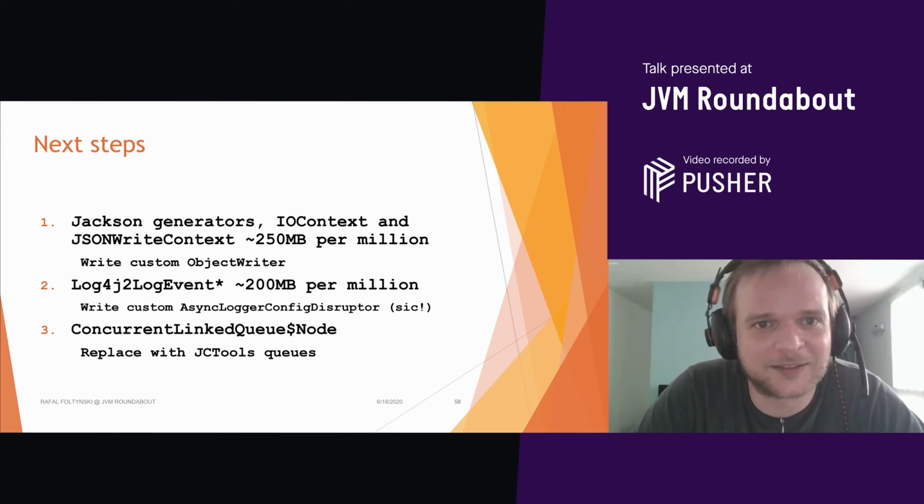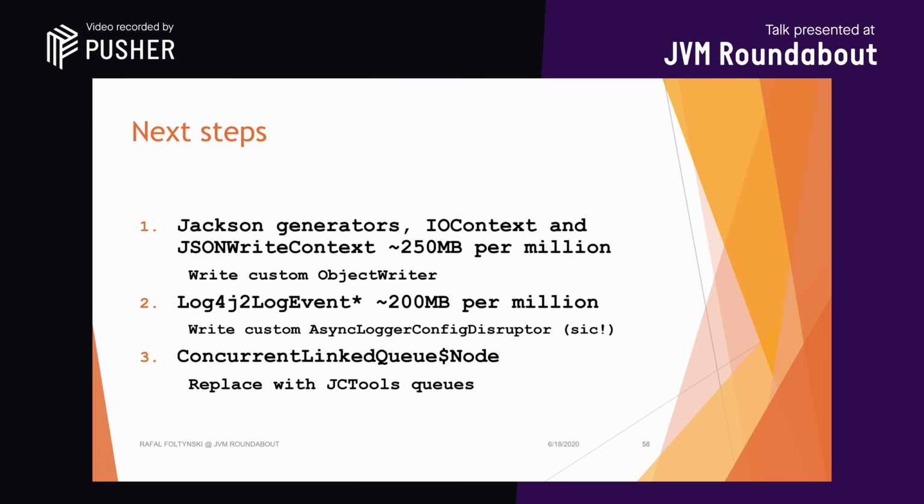So three elements that I wanted to focus on. First was the ConcurrentLinkedQueue, which I just replaced with JCTools queues. If you haven't used JCTools yet, try it. This is a proper set of collections that every JDK should have. Also, Jackson generators and IOContext and JsonWriteContext were consuming 250 megabytes per million logs, which was quite a lot. So the solution would be to just write a custom object writer.